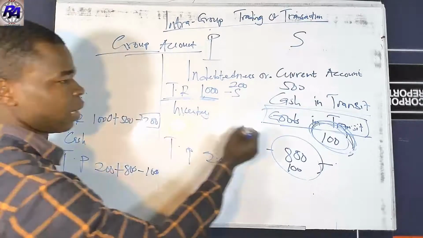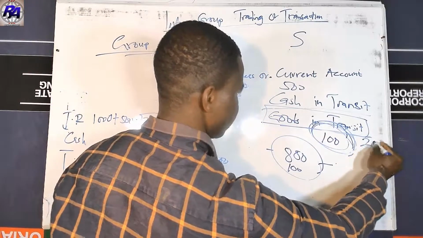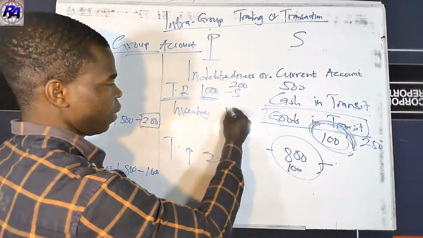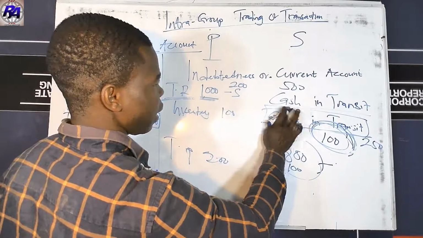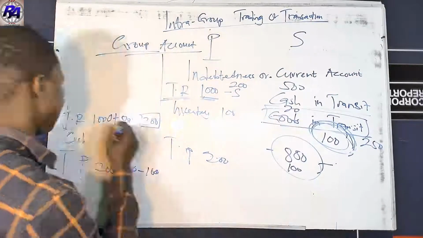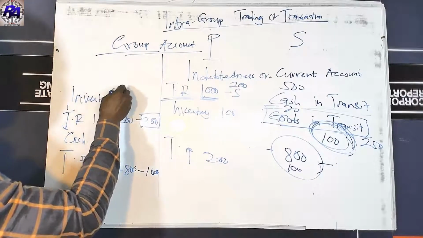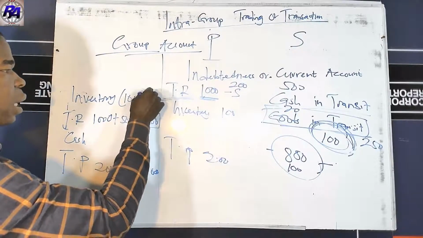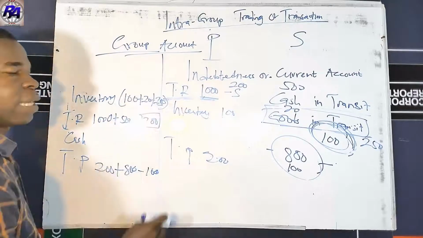So assuming that there is a goods in transit of worth 250, and then let's say the inventory for parent is 150, and then let's make a difference. So let's say 100 and then 20 over here, and then when you come here to the group account, your inventory is going to be the parent and the subsidiary, so it's going to be 100 plus 20 plus the one in transit, which is the 250 in transit.